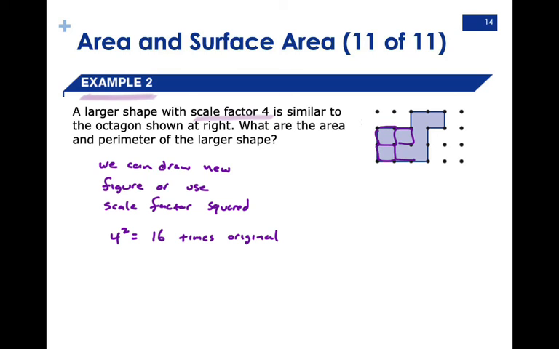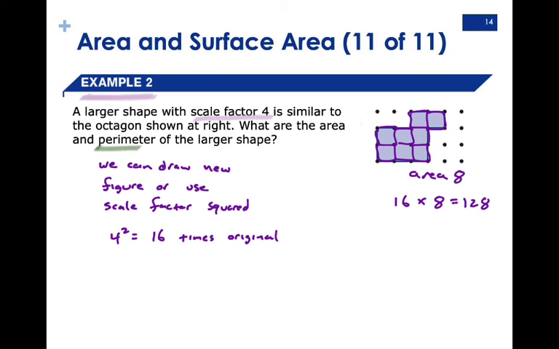So 4 squared. So if I count what the area is here, we find out that the area is going to be 8 units. So then the area of the new figure should be 16 times 8, which will be 128 units in this case. And think about that, 128 units, that's going to be a pretty big, huge area, right? So trying to draw that out might get a little bit tedious there.